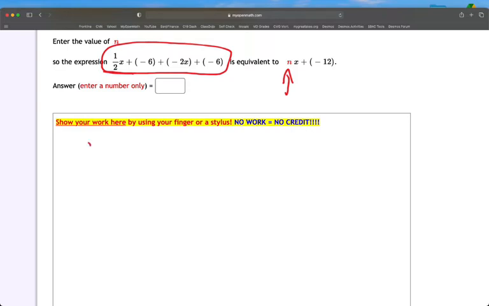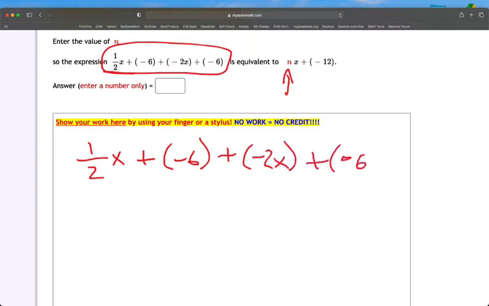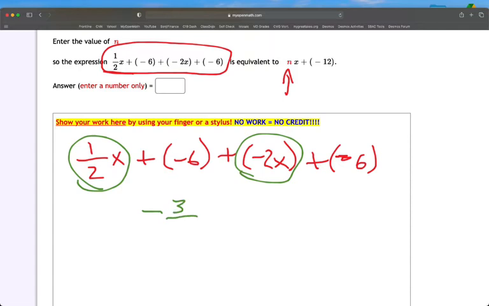So I'm going to start by writing the expression down in the work area here. And then after I do that, I'm going to go ahead and simplify this expression. So I'm going to gather my like terms here. So we have a positive 1/2 x and a negative 2x. That ends up being negative 3/2 x.